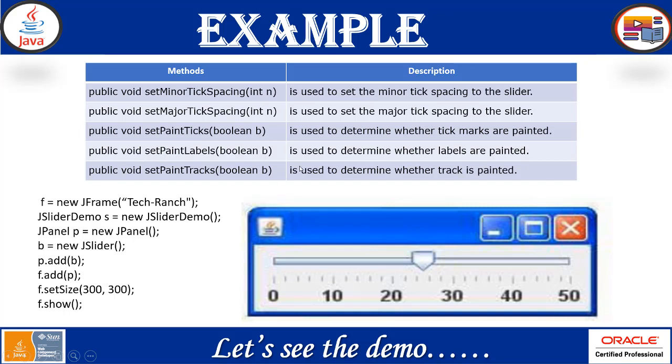setPaintLabels is used to determine whether labels are painted. setPaintTrack is used to determine whether the track is painted. So these are the methods you can use to define your slider.